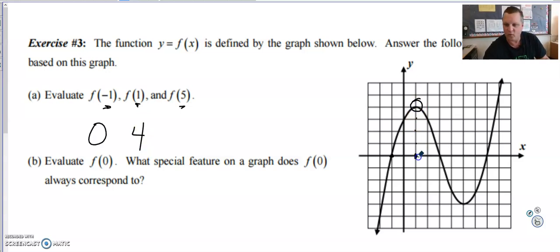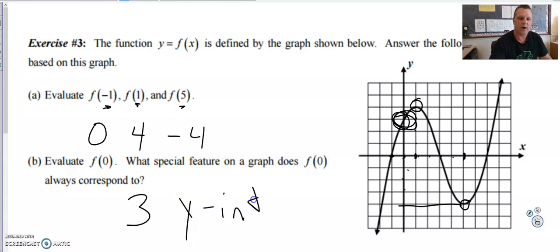At f of 5, 1, 2, 3, 4, 5, right here. That's the input. This is the output. Come over here, 1, 2, 3, 4, negative 4. Okay? So input versus output. Evaluate f of 0. What special feature on the graph does f of 0 always correspond to? So f of 0. All right, so be very careful with this. X is 0, which is here. Okay, here is my output. So it's 3. Okay, now what special feature? This is the y-intercept.